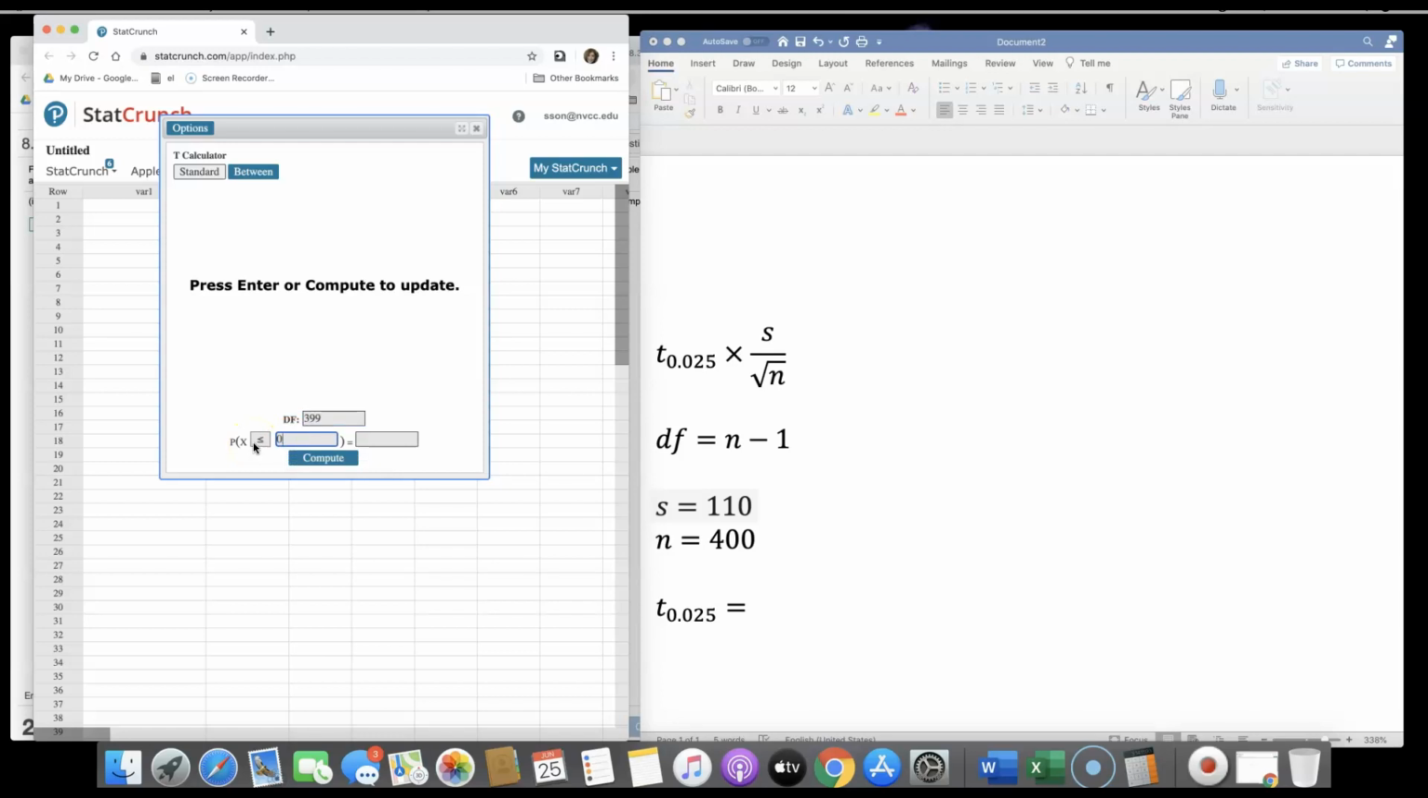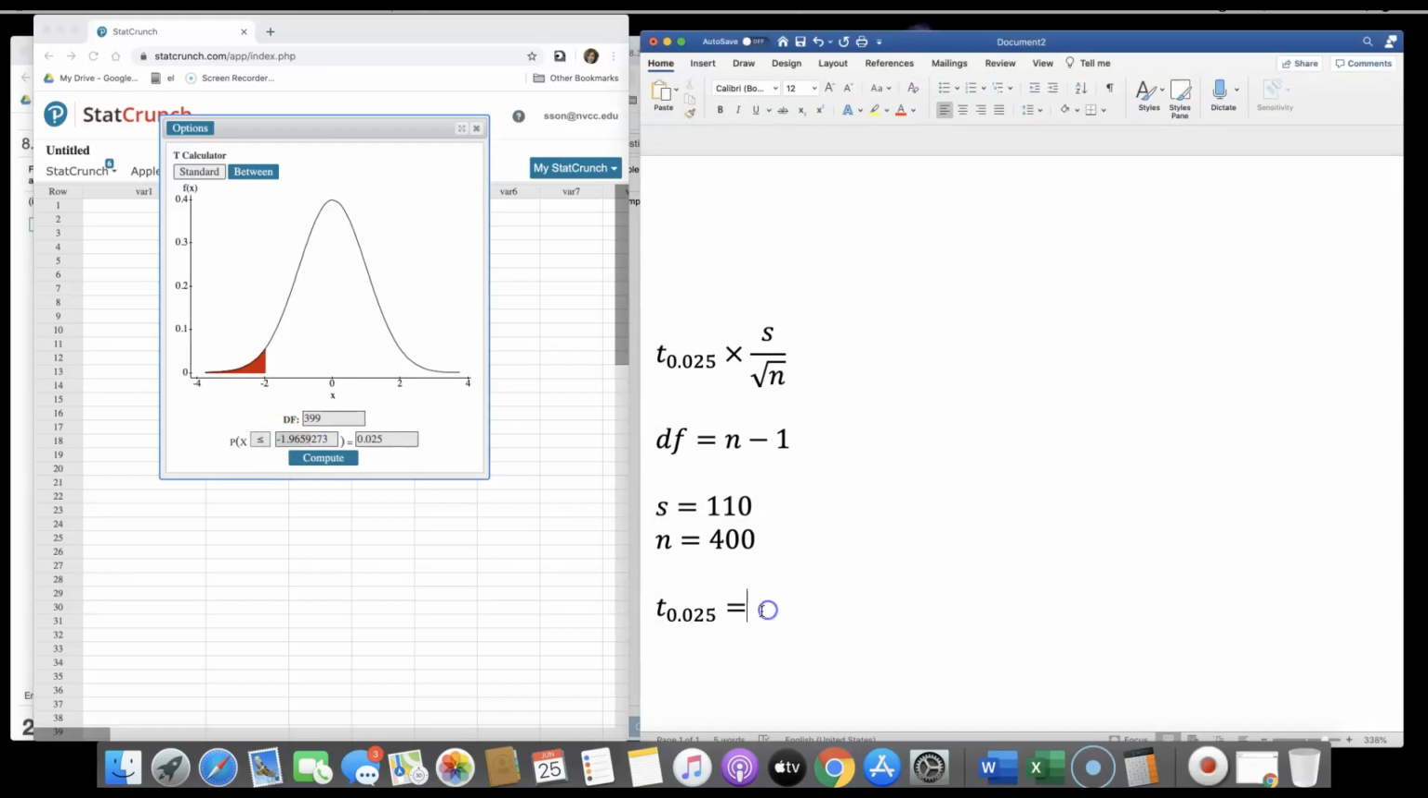Now, keep it the same. Type in that number 0.0. No, I'm sorry, the other way around. 0.025 on the other side. So what we want is, what is the t value that will have 0.025 to the left of it, okay? If I go ahead and click compute, it's going to tell me that the number is going to be 1.965. So I can just go ahead and round it.